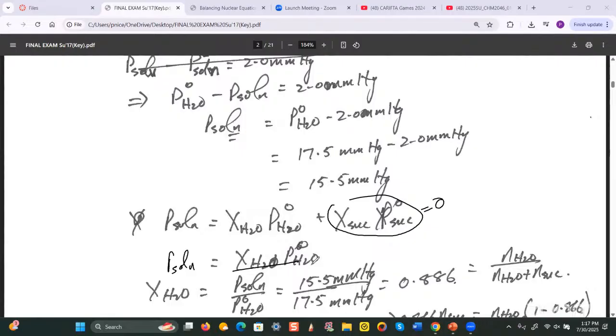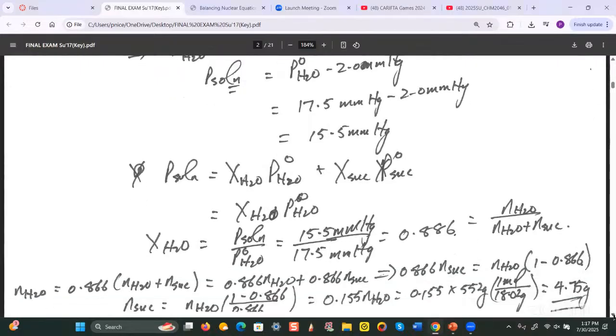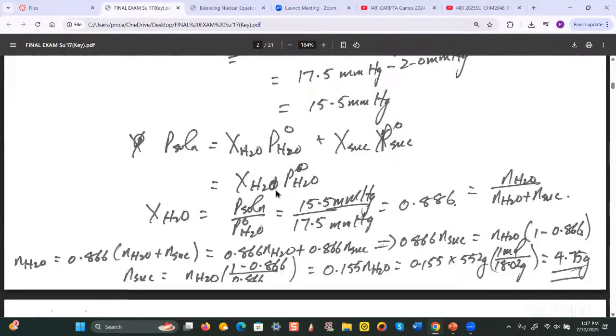So once we get that, then we can write down a relationship between the mole fraction of water being equal to the vapor pressure of the solution divided by the vapor pressure of water, which we calculated here before. We calculated the vapor pressure of the solution, so that goes up top here, and we divide it by the vapor pressure of the pure water, and that gives you the mole fraction of water. And by definition, the mole fraction of water would be the number of moles of water divided by the sum of the number of moles of water and the sucrose.